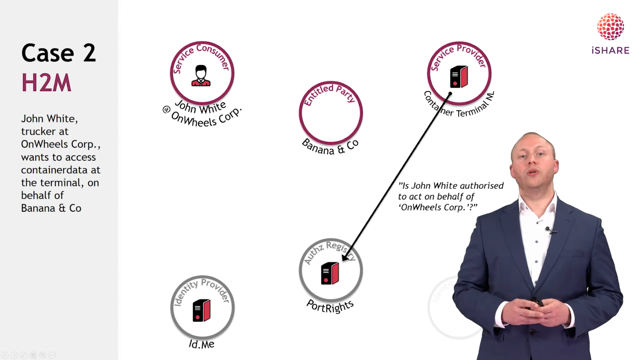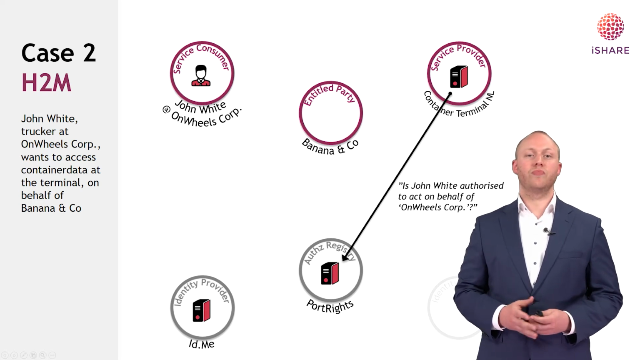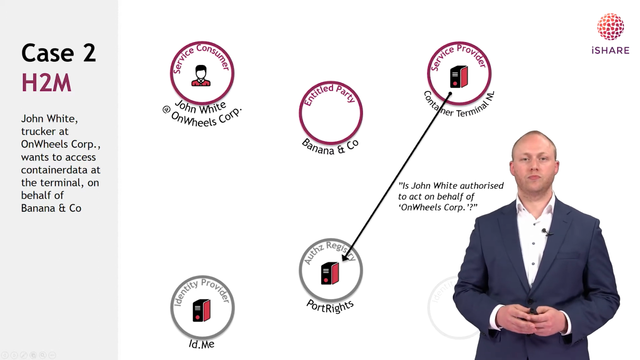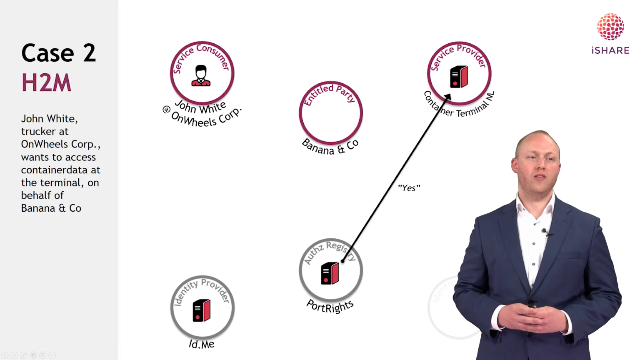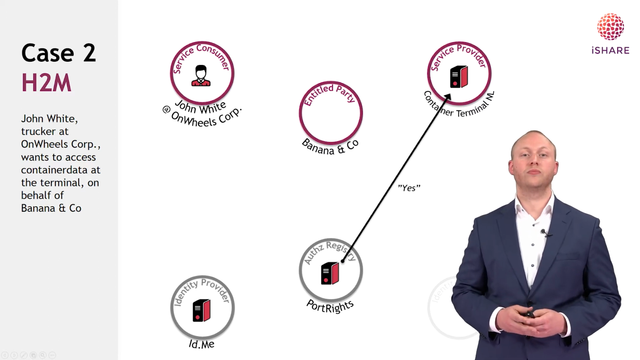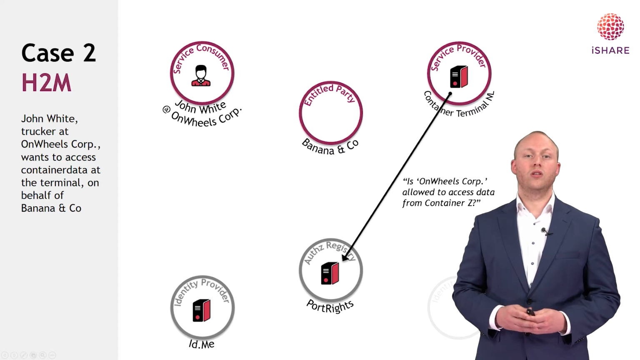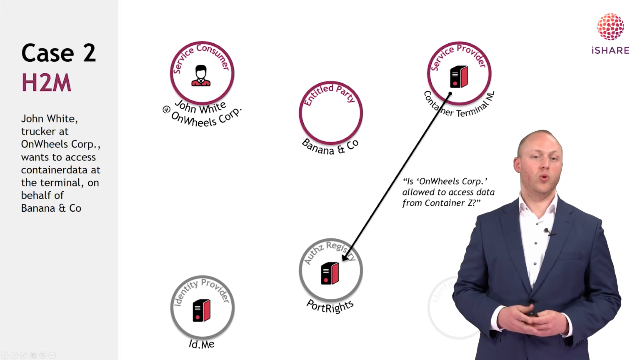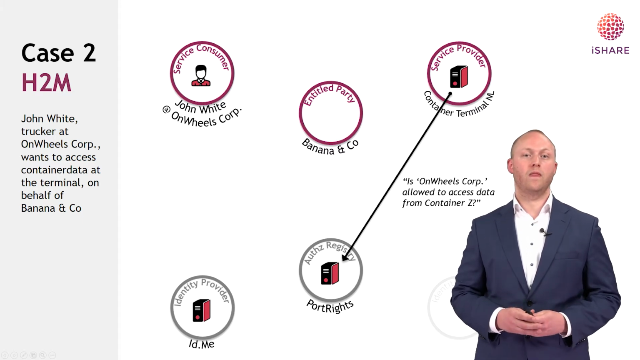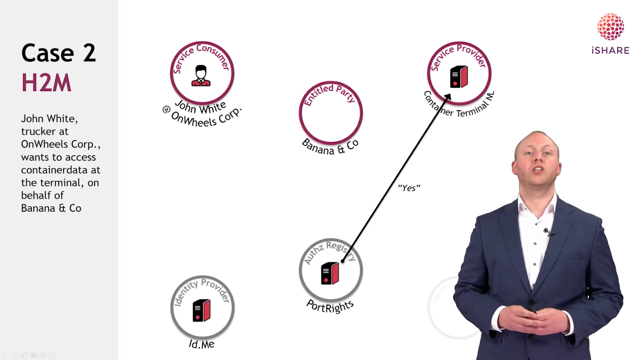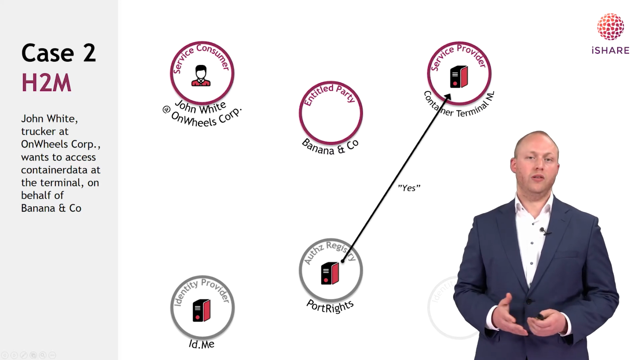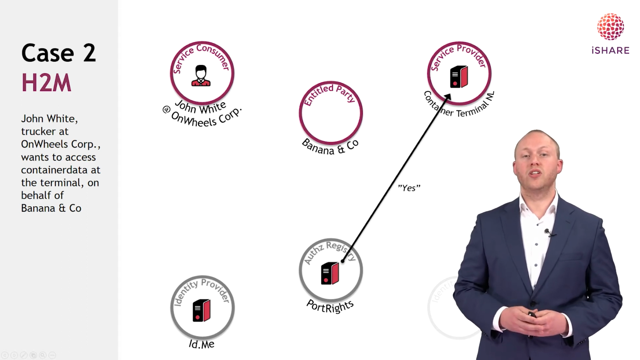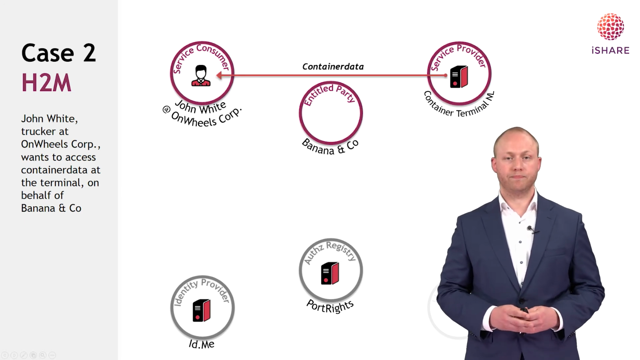Second step will be that the container terminal asks the authorization registry, is this person John White authorized to act on behalf of On Wheels Corporation? Well, Port Rights can confirm that indeed he is authorized to act on their behalf. And the second question is, is On Wheels Corporation itself authorized to request data from Banana & Co? Well, we've seen that Banana & Co also registered this delegation. So this can also be confirmed by Port Rights. Well, now the container terminal has enough knowledge that they can safely decide to share the data with John White.